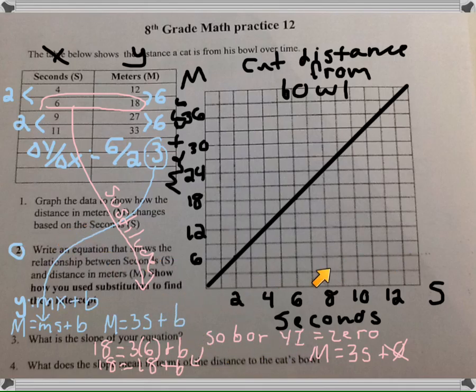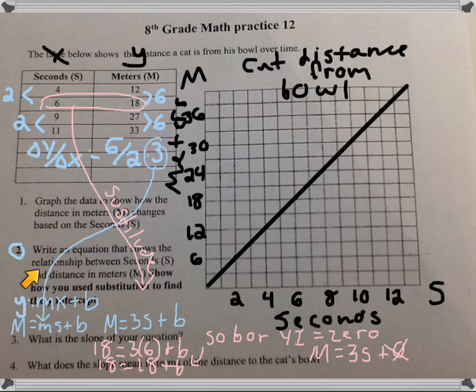So on the x-axis would be the time in seconds, because that is the independent variable. And here you can see I went up by ones. The y-axis, or the dependent variable, is meters, and I went up by threes here. Make sure to remember labels such as seconds, meters, and the cat distance from bowl.